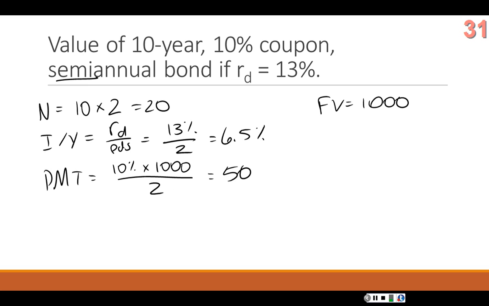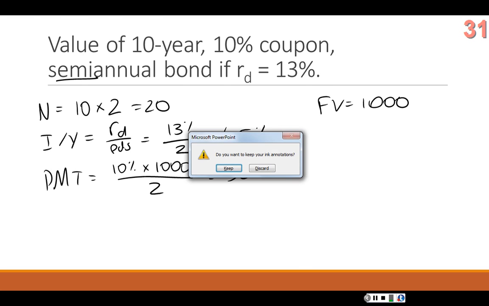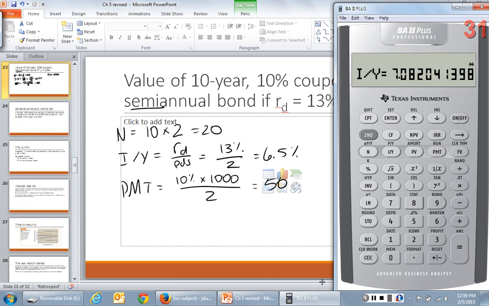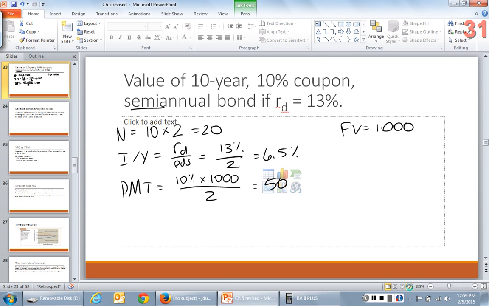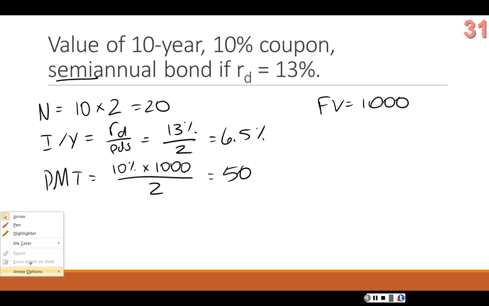And we can solve for the present value. So clear your time value of money. N is 20. The discount rate is 6.5%. The payment is 50. And the future value is 1,000. So let's compute the present value. And we get $834.72. This bond would cost $834.72.